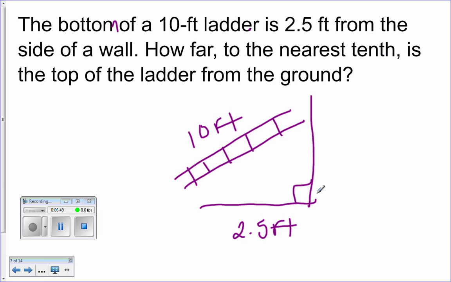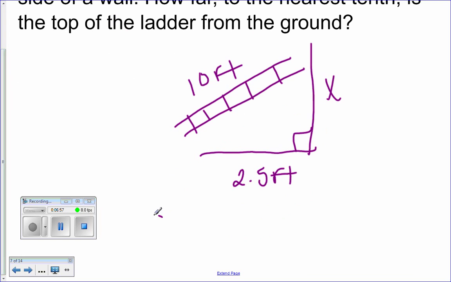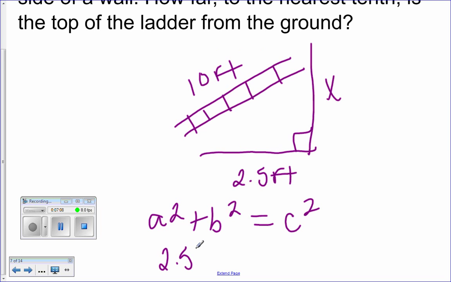How far, to the nearest tenth, is it from the top of the ladder to the bottom? So you want to find the height. Again, you're going to use a squared plus b squared equals c squared. We know that 10 is our hypotenuse, 2 5/10 is our leg. So go ahead and find what the leg is.